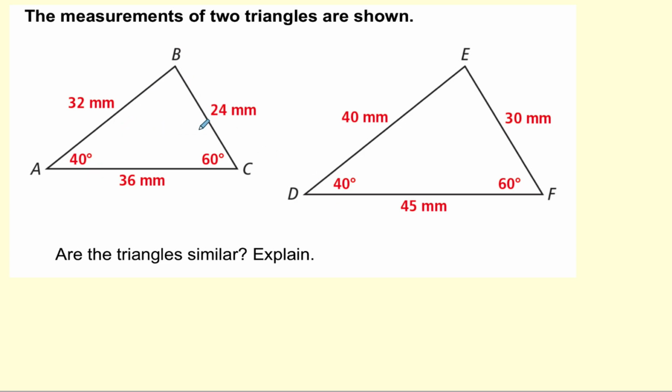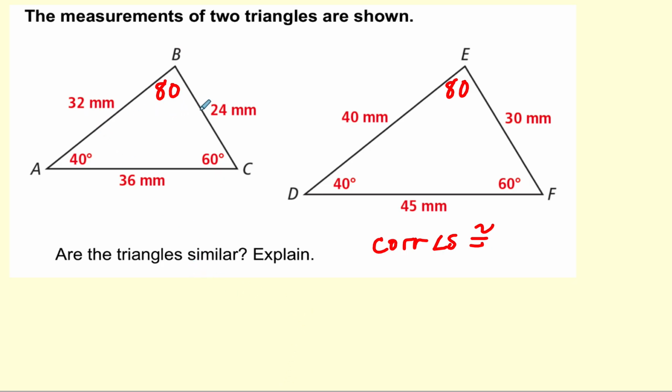Remember, all angles of this triangle will have to be congruent to all angles of this one. Now this adds up to 100, so this has to be 80. This adds up to 100, this has to be 80. So right now we have one of the requirements: corresponding angles are congruent. Now in order to be similar, we have to look at the sides.